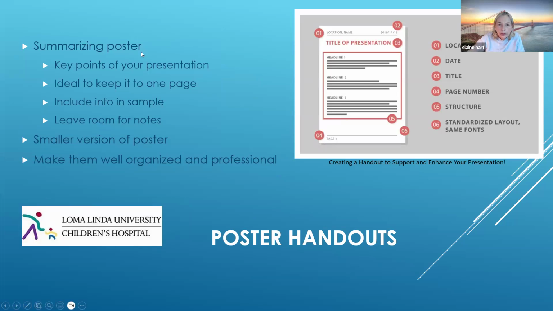So what are the options for handouts? You can make a smaller version of your poster. I think that's a pretty easy way to go. Or you can summarize your poster, the key points of your presentation, and keep it to one page. That would probably be my way of doing it. The site that I got this from, which I put on here too for your reference, said 2 to 4 pages. No way, 1 page. Nobody wants a bunch of pages.